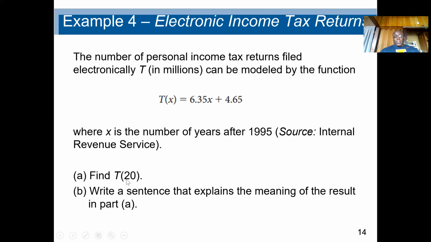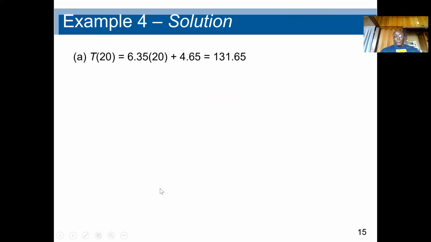So T at 20, we know our function is T at x, which means we are going to look for the value of the equation when x equal to 20, T at 20. So we substitute 20 for x, and our answer will be 131.65.